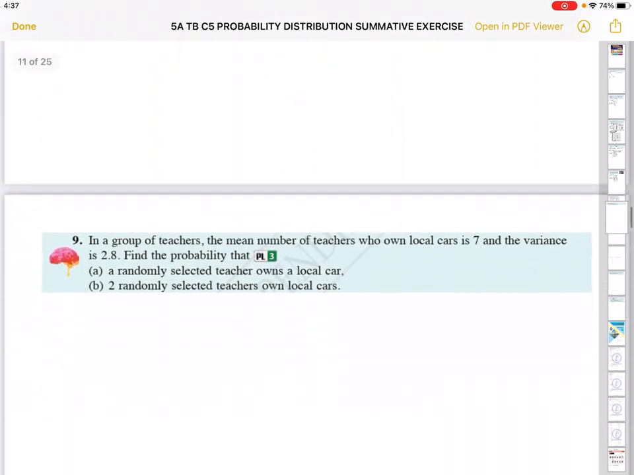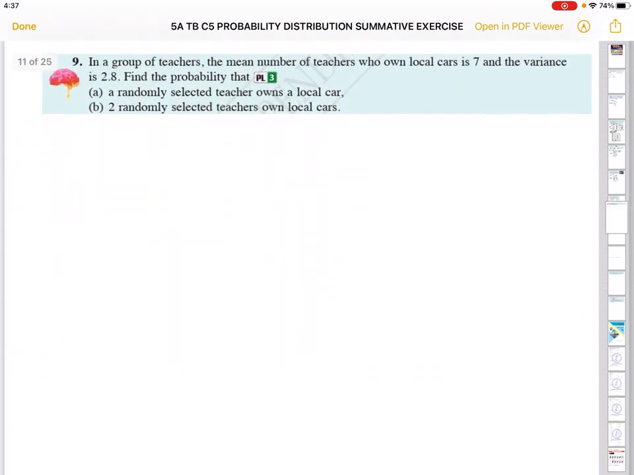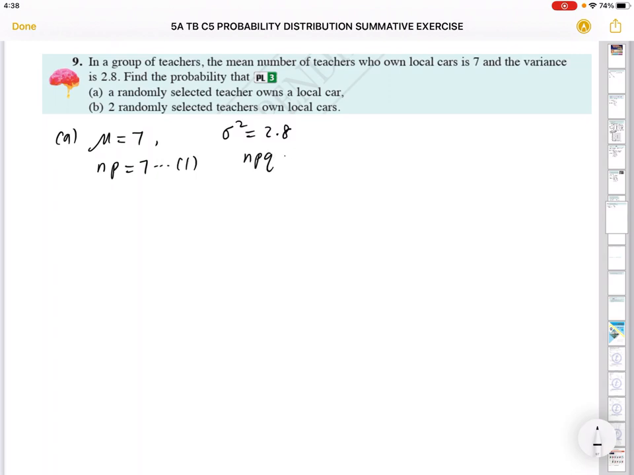So here we are given mean. Yeah, in a group of teachers, the mean number of teachers who own a local car is 7, yeah, and variance is 2.8. So yeah, mean equals to 7, variance equals 2.8, right? So mean is given as np, so I'm just going to sub in np and call this equation 1. Variance is given by npq, and this will be 2.8. Call this equation number 2. So we have to find the value of p and q, or even in this case you don't have to find n. You don't have to find n, right?